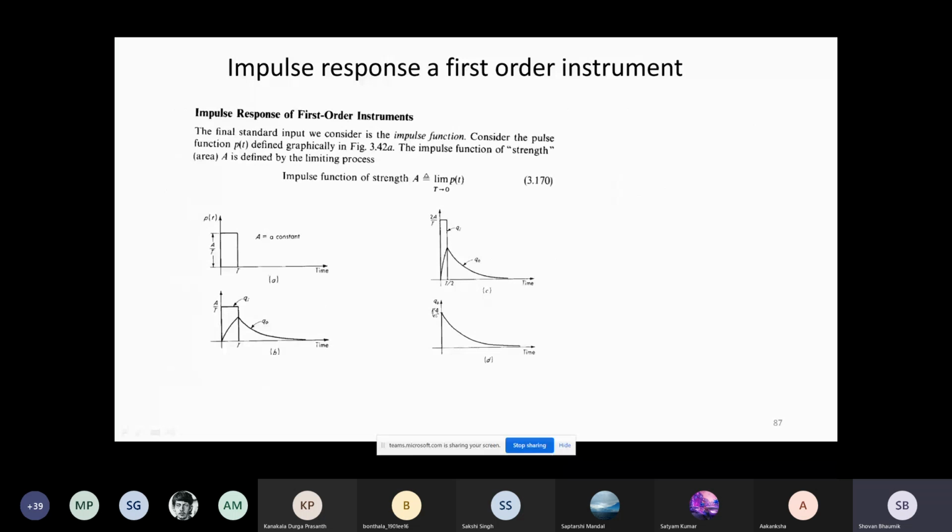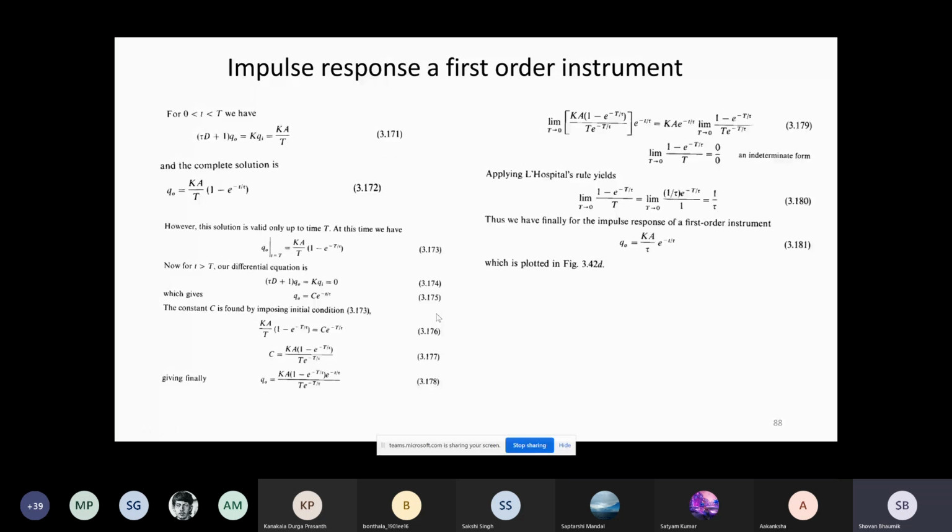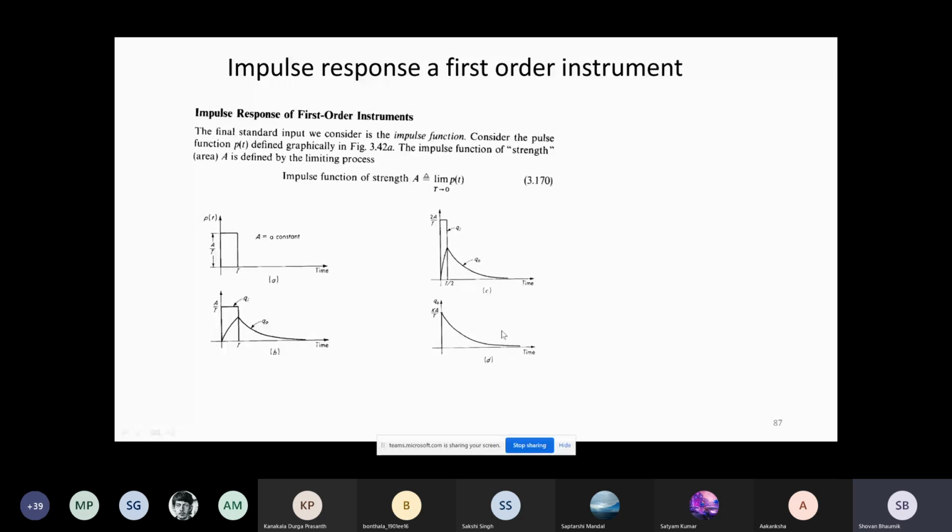And then gradually it is exponentially decaying with the function e to the power minus t by tau. So ultimately we will get this type of plot in t. The impulse response starts from a value which is K A by tau, where A is the strength, tau is the time constant, and K is the static gain, and then ultimately the signal decreases exponentially. This is the way we can prove what the impulse response of a first order system will be.